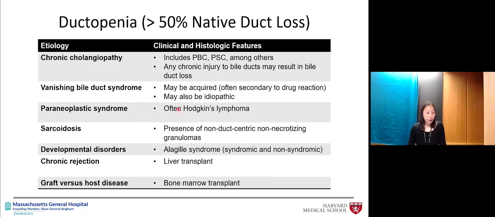So next, what I want to talk about is vanishing bile duct syndrome, which can be acquired, but is often secondary to drug reaction. That was actually the case for case number 2 in this patient. Lamotrigine has rarely been described to present with a vanishing bile duct syndrome, and that was in fact the etiology for this patient's ductopenia. Paraneoplastic syndrome is something that can cause ductopenia, as can sarcoidosis, as well as other developmental disorders like Alagille syndrome. And in very specific scenarios, of course, liver transplants and bone marrow transplants can also show ductopenia as evidence of chronic injury.